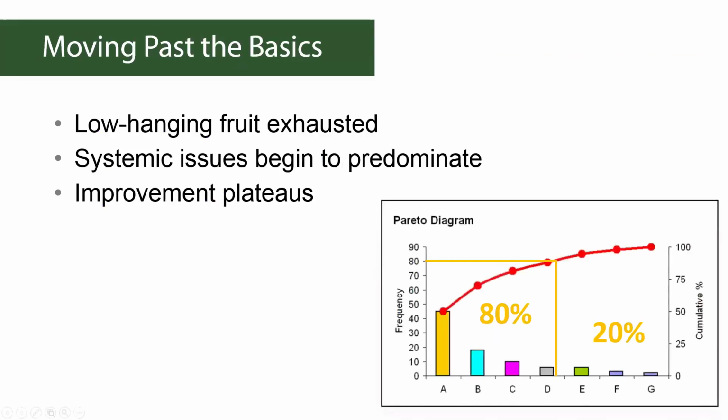As we move past the basics, there's a tendency, we get to this case where the low-hanging fruit has been exhausted. And this chart is called a Pareto chart. Basically the idea is that you look at the frequency or the occurrence of your problems, and the majority of them are going to be in a couple of categories.